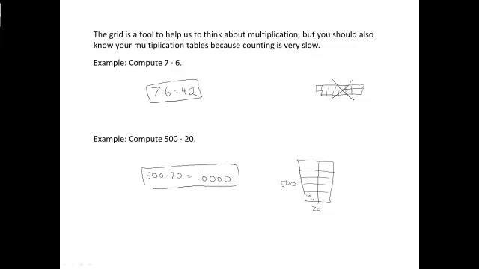Example, compute 500 times 20. We are going to use a grid for this one, but we're not going to be counting out all the components. 500 by 20 looks something like this. 20 this way and 500 this way. If we were to break this up, we would have 10s going horizontally and 100s going vertically. So each box would be 10 by 100, which means that there are 1,000 in each of these boxes. 500 times 20, how many boxes are there? 5 times 2 is 10, and each one contains 1,000, so we'll put 3 more zeros at the end of it. 500 times 20 is equal to 10,000.